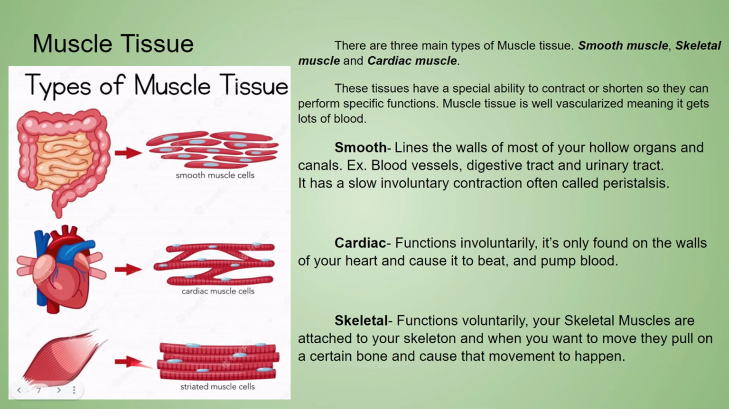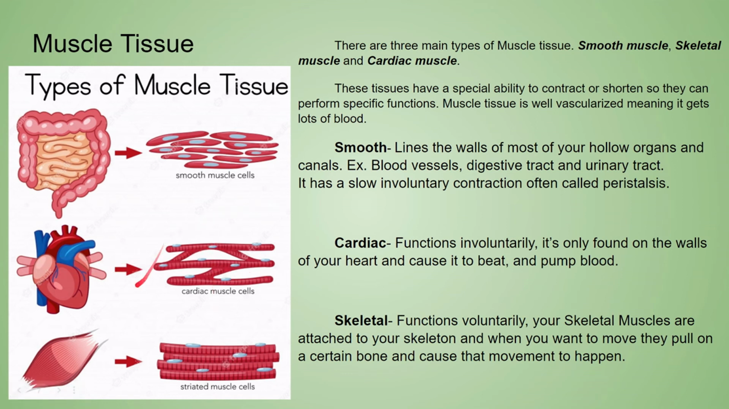So now we're going to talk about the appearances of the different types of muscle tissue. As you can see, smooth muscle tissue is very smooth. It doesn't have these lines or these striations on them. So that's how you can kind of tell. When you're looking at it under a microscope, it won't have these lines like the other two have.